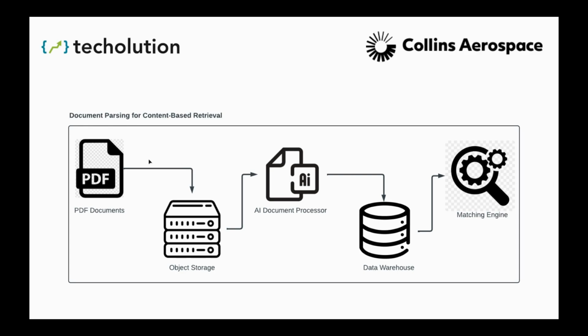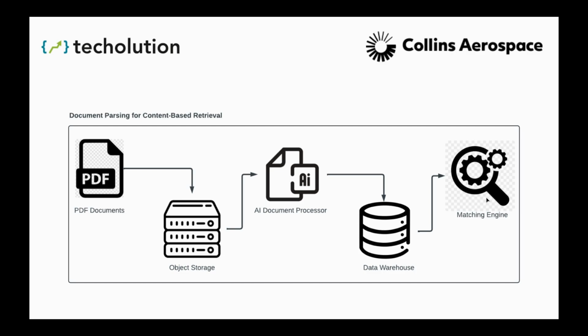So we start with your PDF documents. These could be in any object storage, it could be a cloud, server, wherever, and we use our AI document processor to parse through these files, finding keys and their associated values. A way to think about this is that on any form, you will have a field and a response to that field. Our AI grabs the information and stores it in a data warehouse to be easily retrieved later.